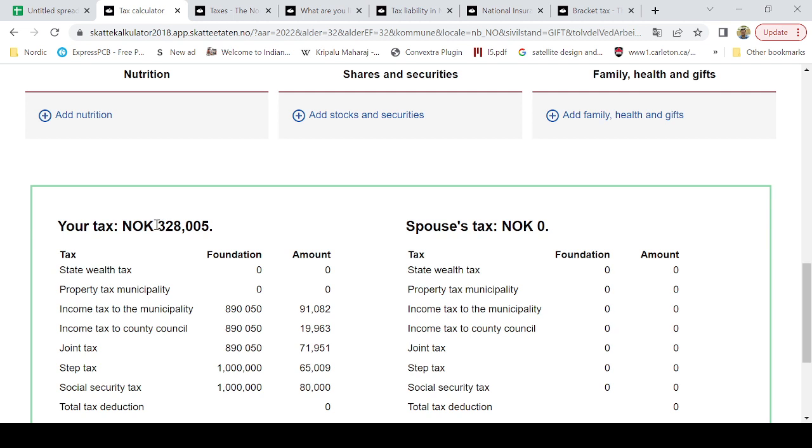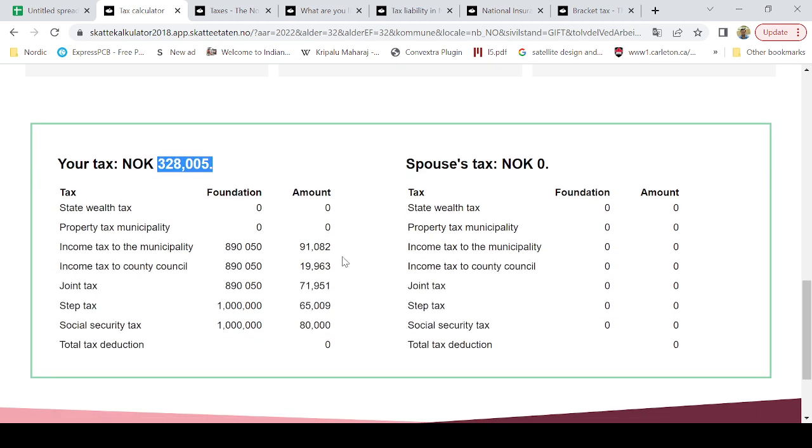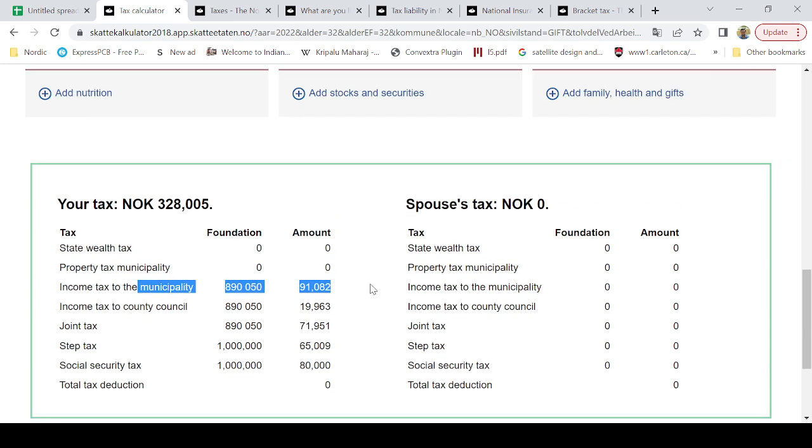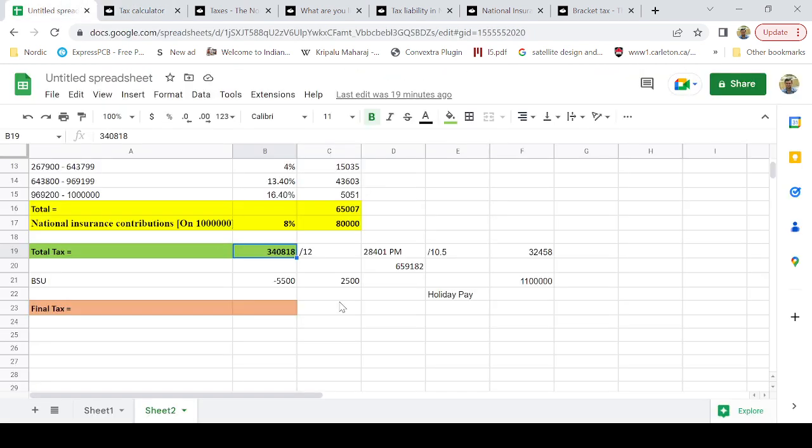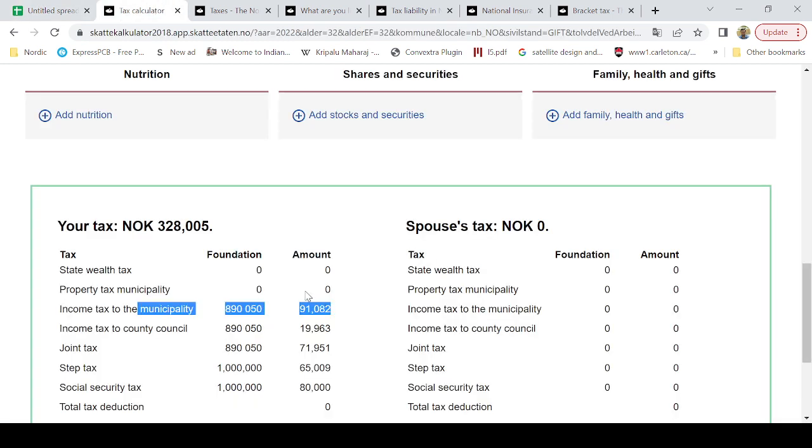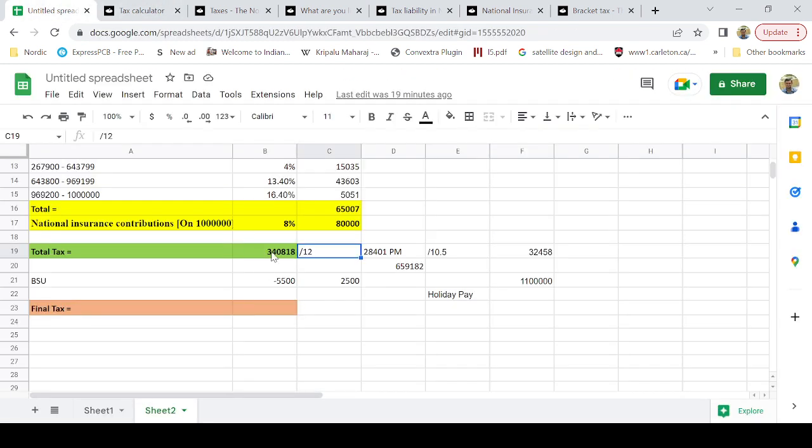Here it is showing 3,28,000. So maybe there will be a municipality tax, this one. This one maybe varies from area to area, depending on which municipality you are staying in, but it will be approximately similar. It's 328 here, but it will vary from municipality to municipality.